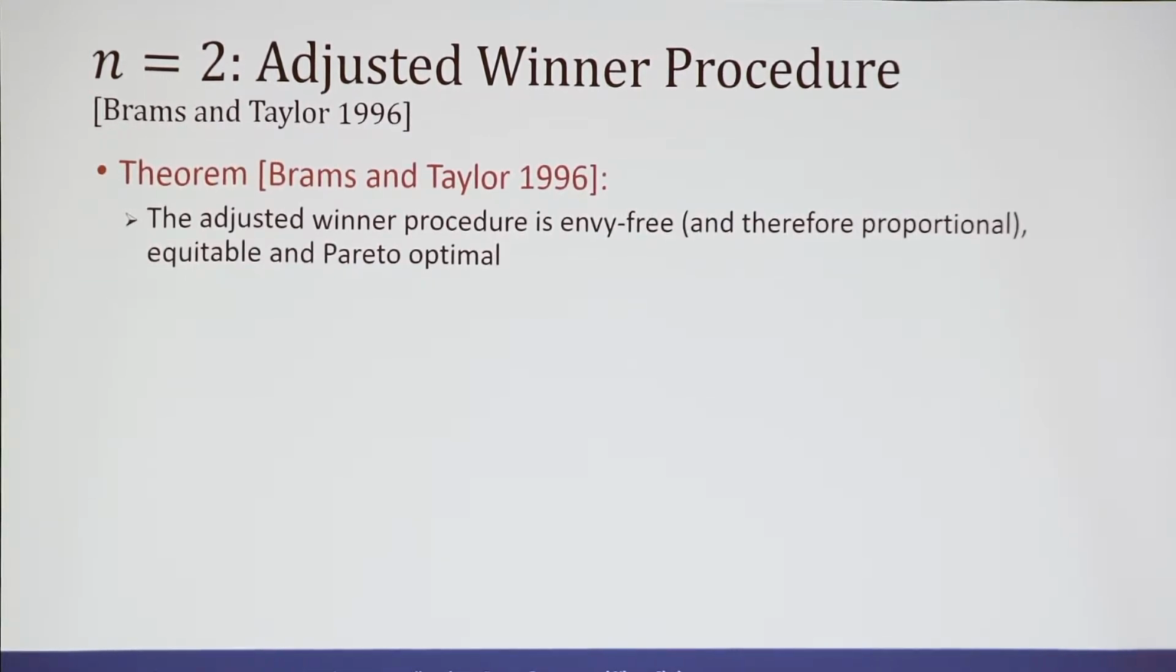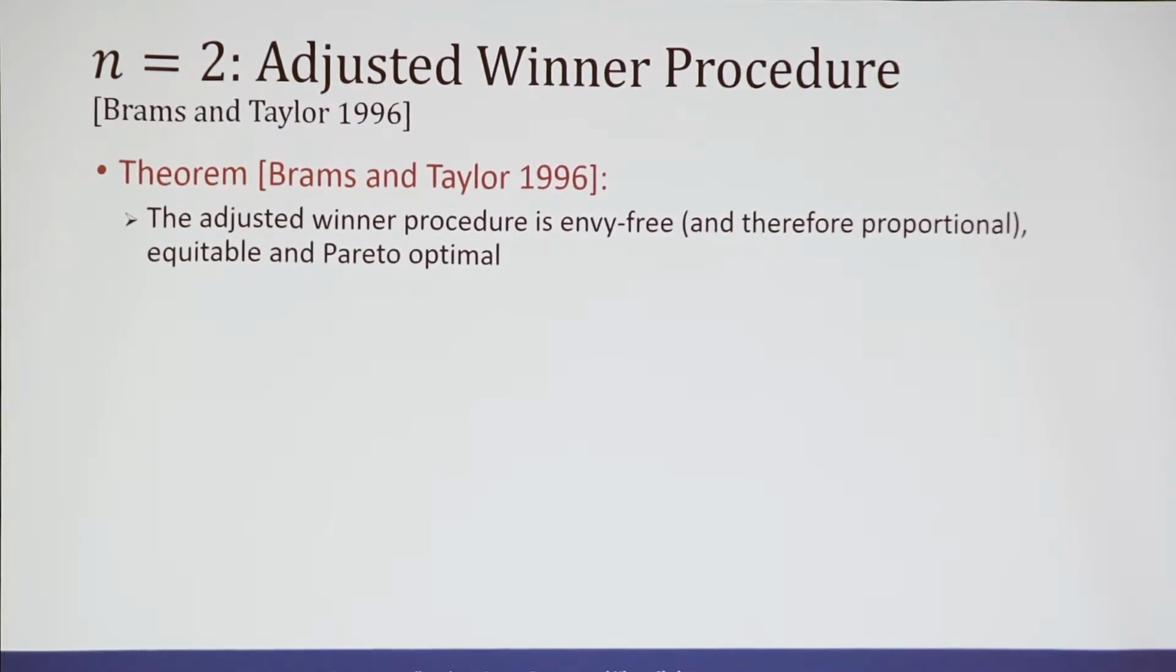It's fairly easy to see that this is envy-free and therefore proportional, it's equitable, and it's Pareto optimal. Just to remind you what these terms mean, or if you weren't here for the first half: envy-free means that no agent would prefer to receive the bundle of goods that another agent gets. Proportional means that each agent should get 1 over n fraction of their utility for the entire bundle of goods. Equitable means that each agent gets the same utility, and Pareto optimal means that we can't make anyone better off without making someone worse off. The equitability here is by definition of the procedure.